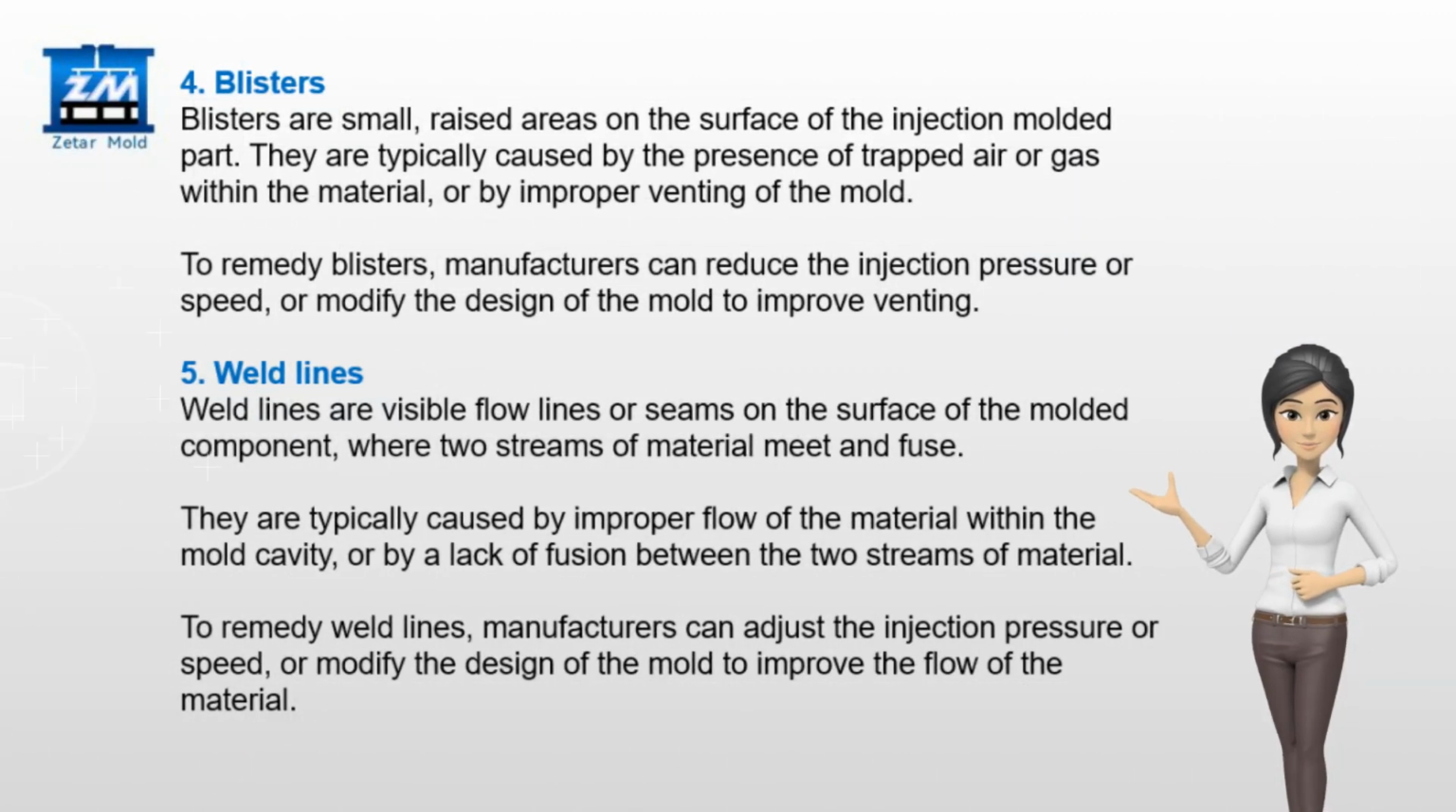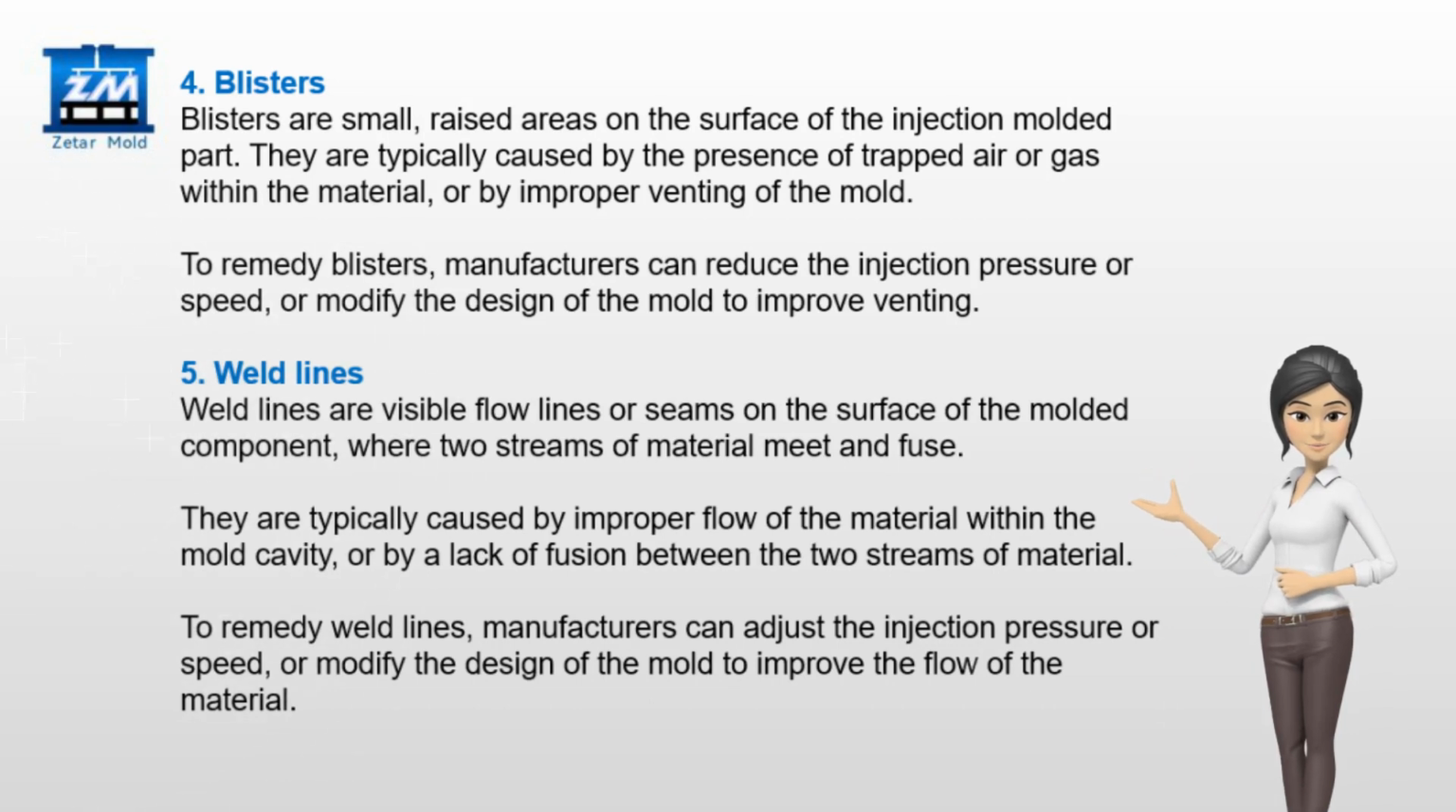Blisters are small, raised areas on the surface of the injection molded part. They are typically caused by the presence of trapped air or gas within the material, or by improper venting of the mold. To remedy blisters, manufacturers can reduce the injection pressure or speed, or modify the design of the mold to improve venting.